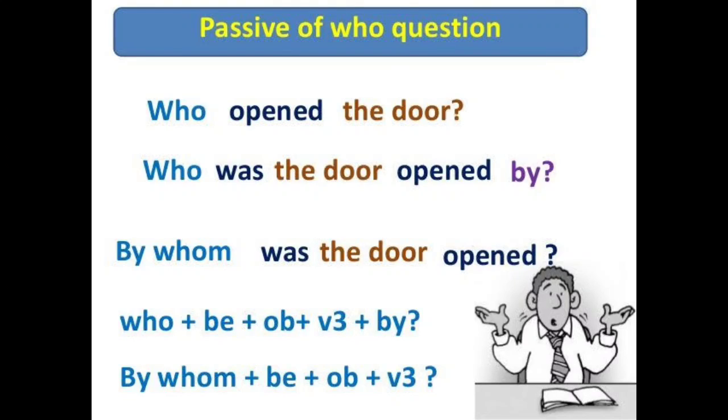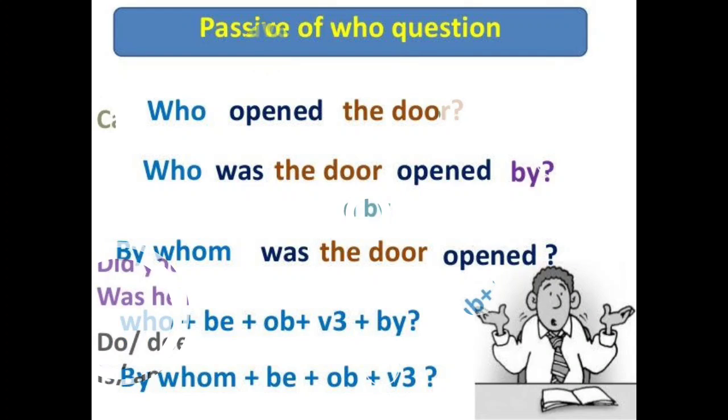So, see the sentence structure for an interrogative sentence with "who." Who plus be plus object plus verb 3 plus by. It should be changed into by whom plus be plus object plus verb 3. So, if the interrogative sentence starts with the question "who," then in passive it should be changed with "by whom."